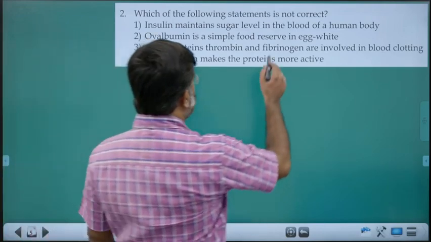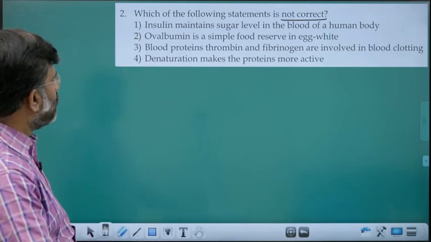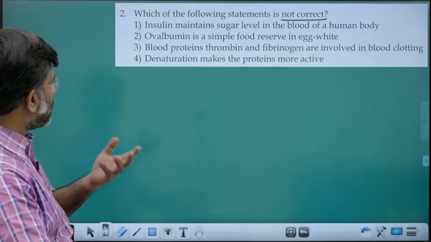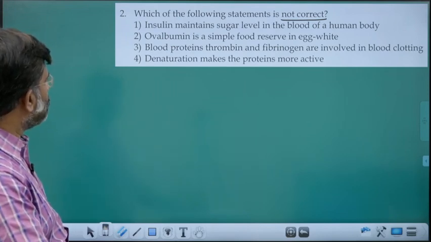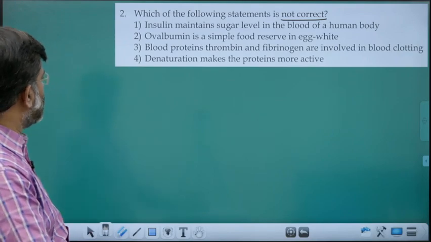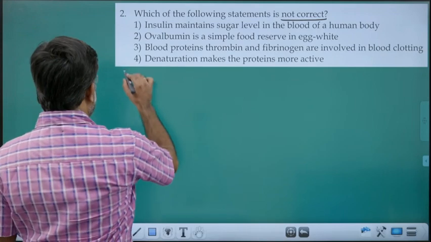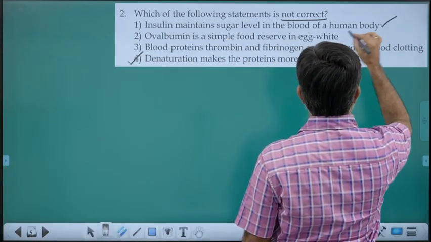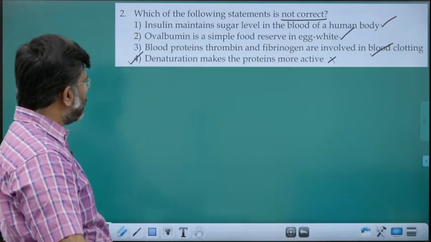Which is not correct? First one, correct statement, all of you know. Second one, correct statement, all of you know. Third one, correct statement. The fourth one is the incorrect statement. This is correct, this is correct, this is correct. What is incorrect in the fourth one?